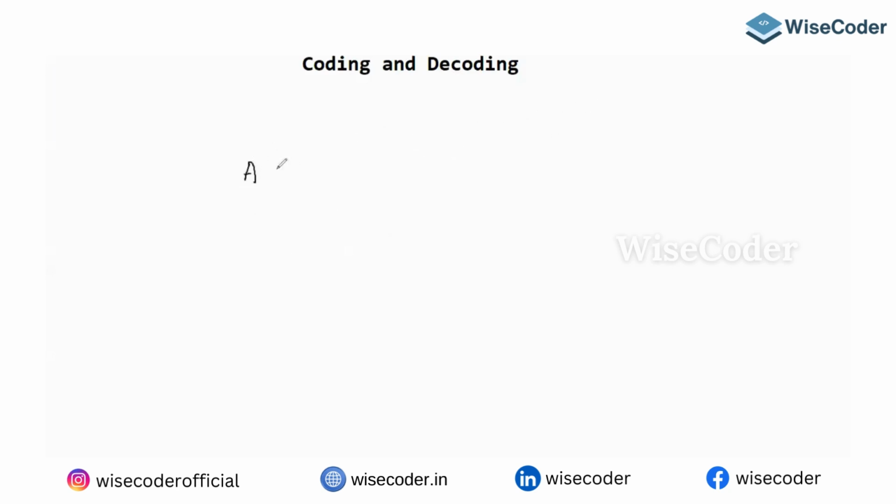A to M is one set, N to Z is the other set. A place position is 1, N place position is 14, M place position is 13, Z place position is 26. Look at here, 1 and 14. What is the difference here? 13. 13 and 26, what is the difference? 13.